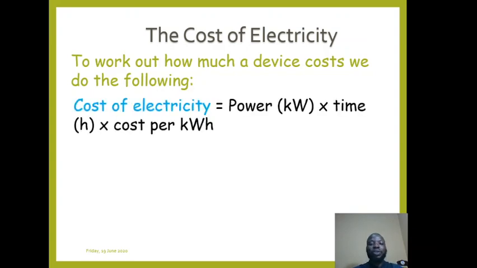The simple formula we usually make use of is: cost of electricity equals power in kilowatt. This is a very important point that you need to note here. Power in kilowatt multiplied by time in hour, then multiplied by cost per kilowatt hour.